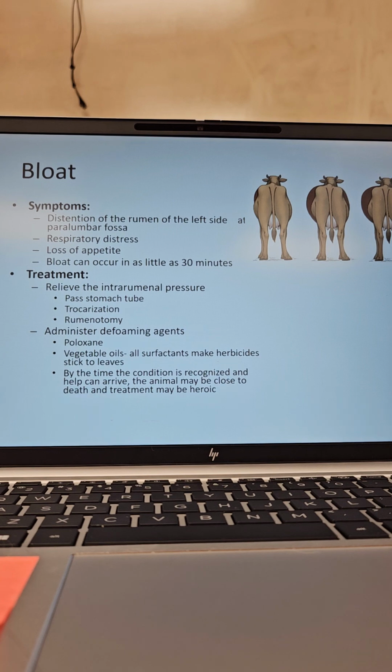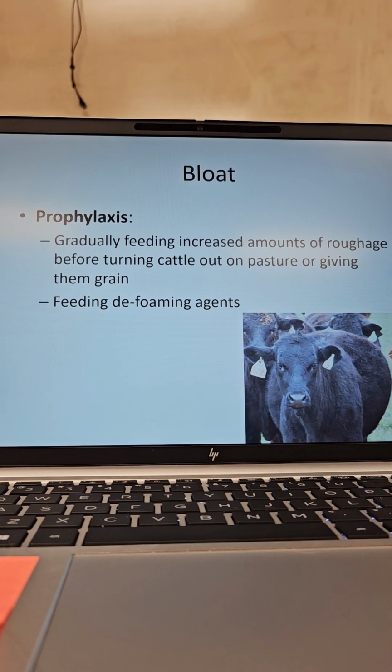Means the chances are they're not going to survive, or you're going to put a lot of money in to survive. You may get them back and you may get them around. Prognosis is usually pretty poor in these guys.